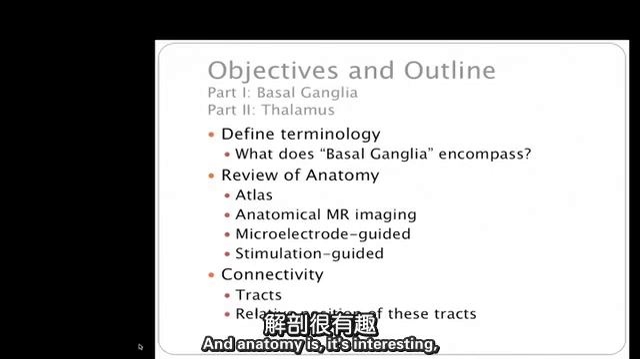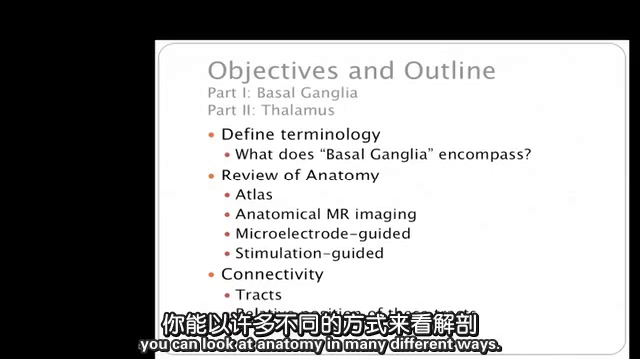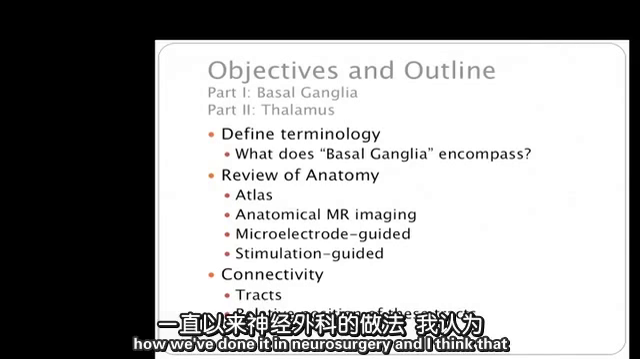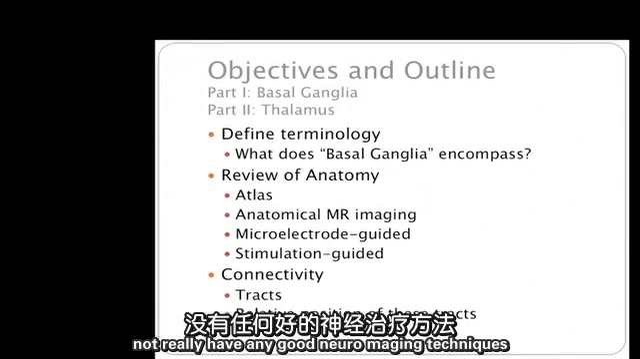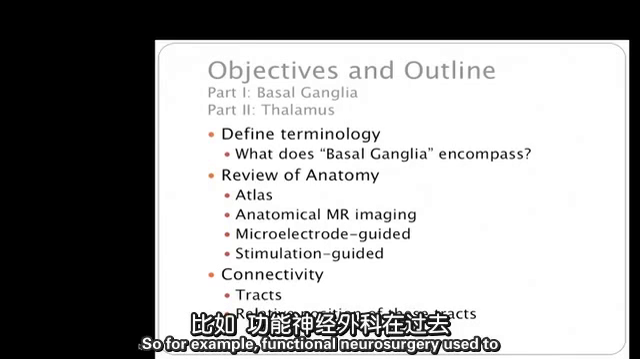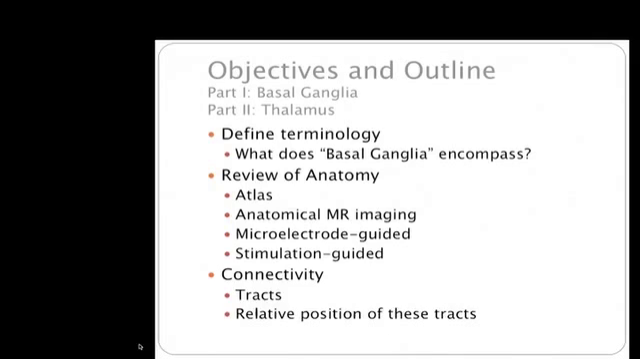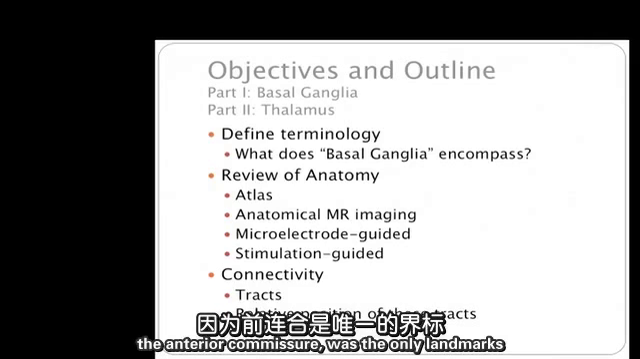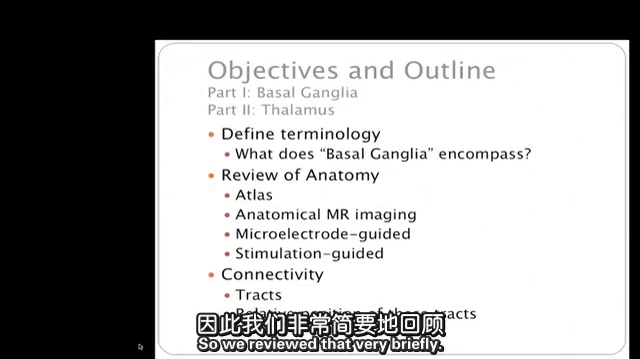Review the anatomy. And anatomy is interesting. Depending on your perspective, you can look at anatomy in many different ways. You can look at anatomy in an atlas, which is historically how we've done it in neurosurgery. And I think that history comes from the fact that we used to not really have good neuroimaging techniques that could actually show us the anatomy. So, for example, functional neurosurgery used to be done largely based on ventriculography. So that's why we needed atlases, because the AC, anterior commissure, and posterior commissure were the only landmarks we could really identify. So we'll review that very briefly.